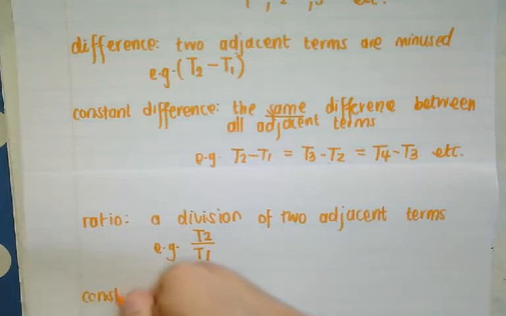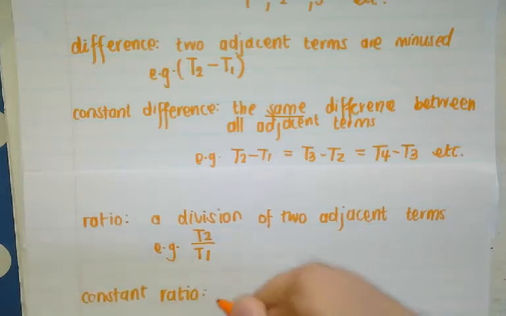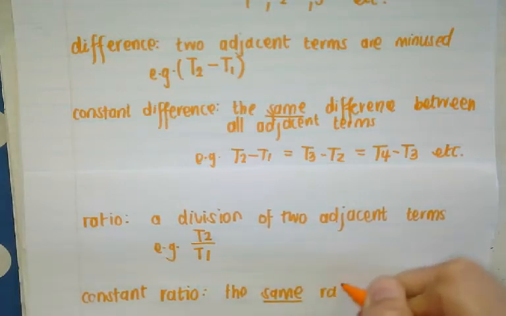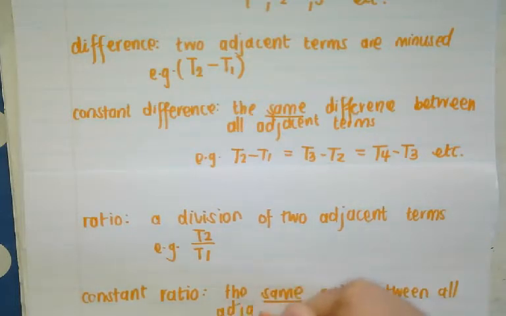And lastly, we need to know what a constant ratio is. It is the same ratio between all adjacent terms. For example, T2 divided by T1 must be equal to T3 divided by T2, or T4 divided by T3, or T5 divided by T4, etc.